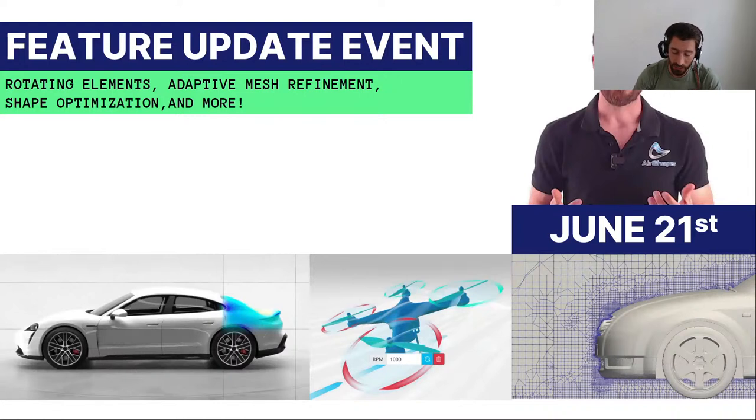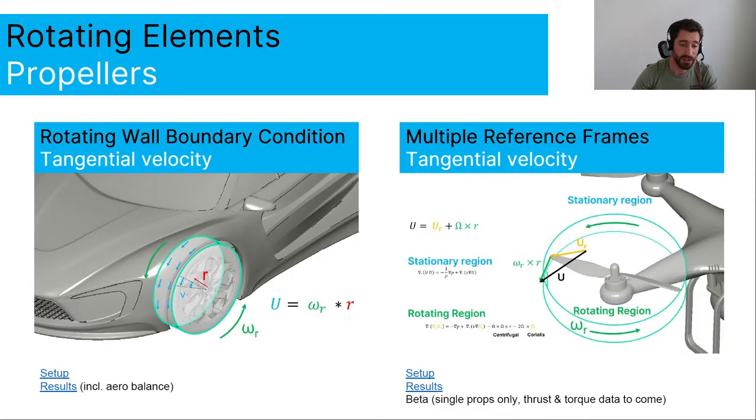So let's get started and welcome everybody to this second webinar on the feature update for AirShaper. The first one is rotating elements, and we will start with rotating wheels on cars. We have a separate video on this topic, if you like, to understand what the mathematics are behind different ways of modeling rotation in CFD, which is computational fluid dynamics. In this session, we will not dive into too many details, but we will check the main differences between a rotating wheel and a rotating propeller.